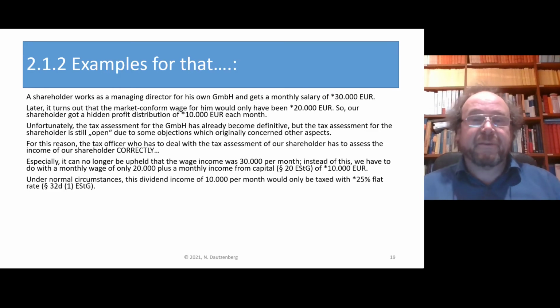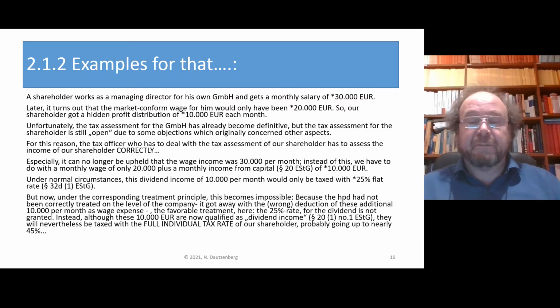So it would be really a positive surprise. First, to treat the 30,000 as a market conform salary, and later, just by coincidence, find out that it's only 20,000, and 10,000 are a profit distribution, because then the money would leave the GmbH completely untaxed, and then you would pay a lower tax, which normally is meant to compensate that corporation tax has already been paid. So the total outcome would not be fitting.